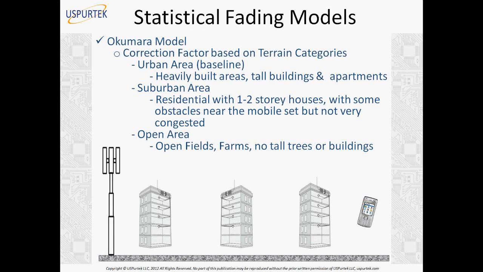Well, other things about the Okumura model. The correction factor is based on terrain categories. He categorized the terrain into 3 types: urban area, which is the baseline, meaning heavily built areas, tall buildings and apartments; or suburbs, residential areas with 1 to 2 story houses, with of course some obstacles near the mobile set but not very congested, meaning there are still some open spaces between the houses; and open area, which is open fields, farms, no tall trees or buildings. So the correction factor changes based on what type of area you are considering for your macro cell.